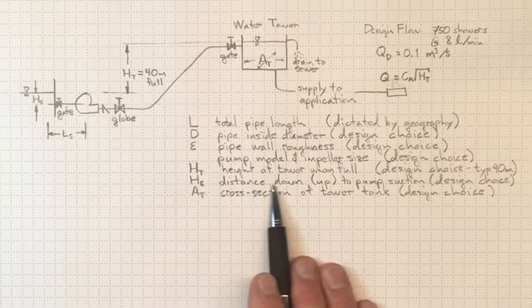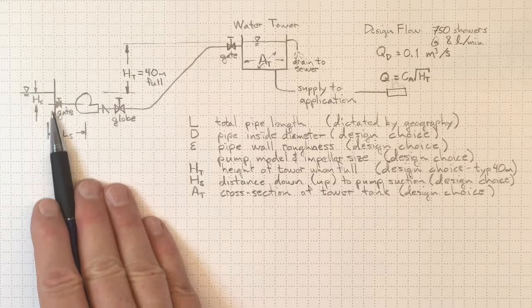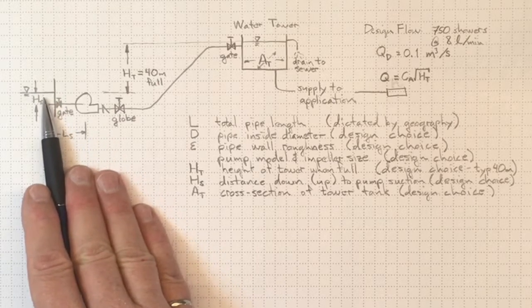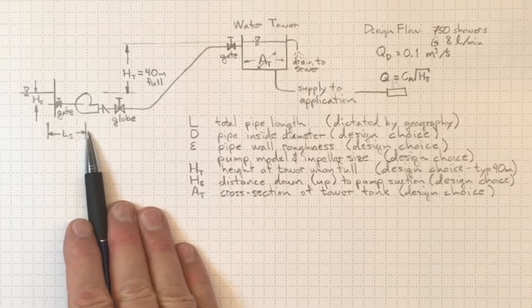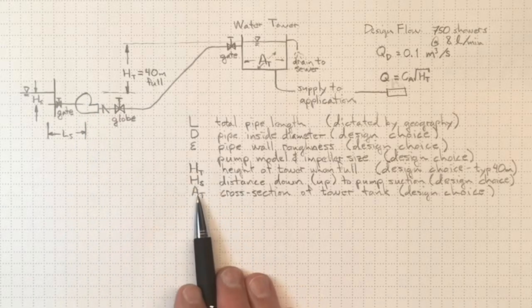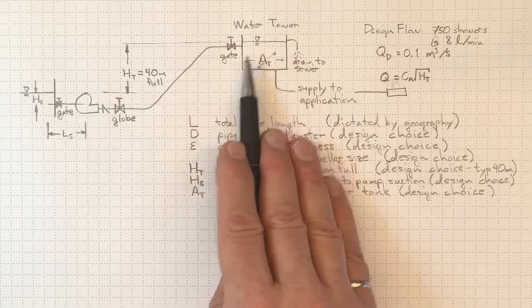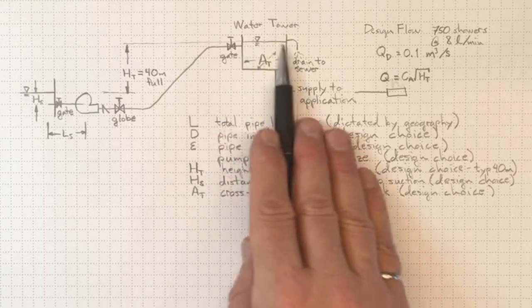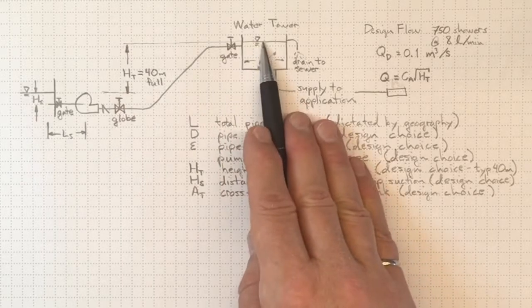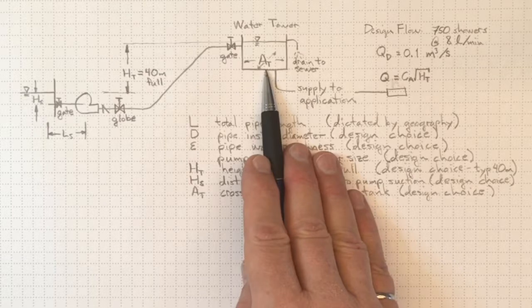We need to know the distance down or up to the pump suction. That's a design choice that we can make. The bigger this number is going to be below the surface of the water, the deeper the basement we're going to have to dig to put that pump into. And we can also control the cross-section size of our tower. This water tower tank, it's going to have some cross-sectional area. And the bigger the cross-sectional area, the larger the capacity of the tank is going to be as it drains down from, say, 40 meters down towards 30 meters.